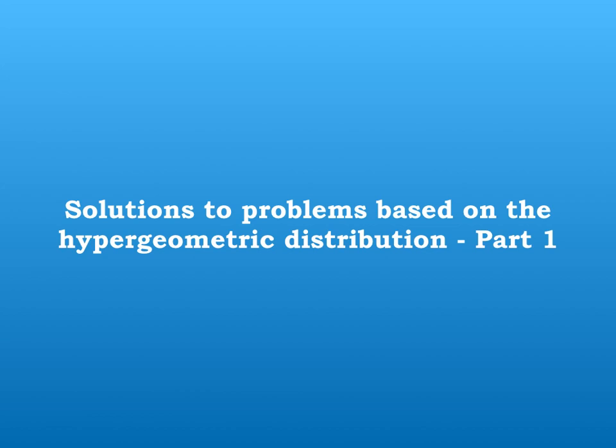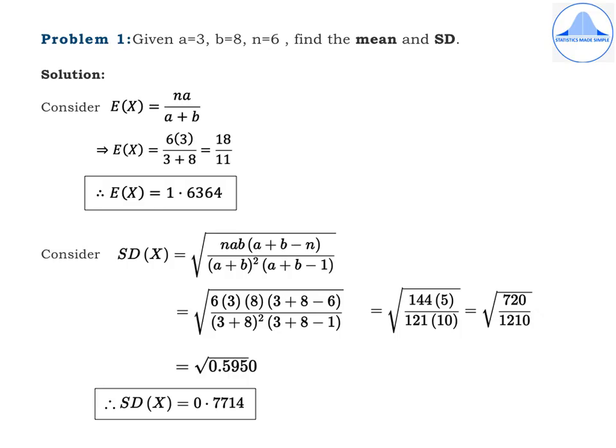So let's get started with solutions to problems based on the hypergeometric distribution part 1. Problem 1. Given A equal to 3, B equal to 8, n equal to 6, find the mean and standard deviation. Though they haven't mentioned that it is the hypergeometric distribution, it is understood from the information given. So the parameters are given, that is A is 3, B is 8 and n is equal to 6. So let's start with the solution.